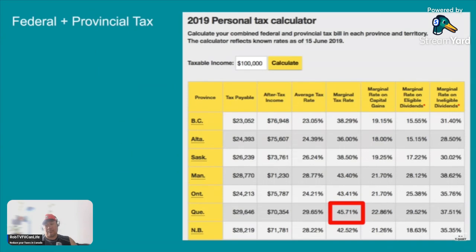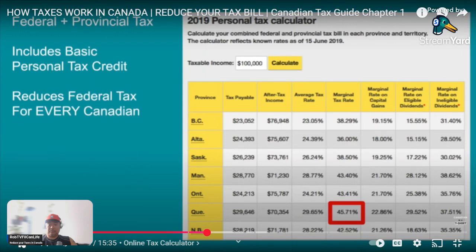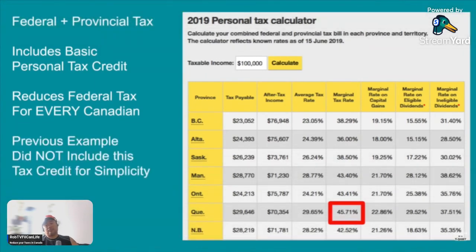And an important point is that this calculator includes the basic personal tax credit, which I'll talk about later in this video. This tax credit reduces everybody's taxable income in the calculation, so it lowers everybody's federal tax amount. I didn't include this tax credit in our earlier calculations to make it simpler, but it is important. So use this online tax calculator when you're doing your calculations to get the most accurate amounts.